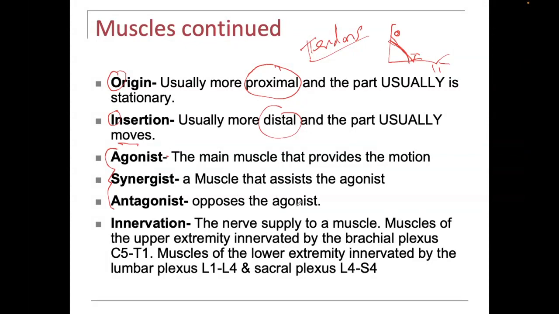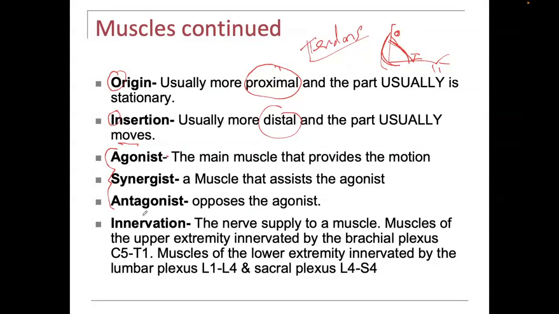Antagonistic is one that's going to oppose it. In the word oppose is opposite. So it has to be on the opposite side of the bone. Agonists and antagonists are opposite to one another. So if agonist is the bicep and it's anterior, the antagonist that opposes it has to be posterior. So in this case would be the triceps.